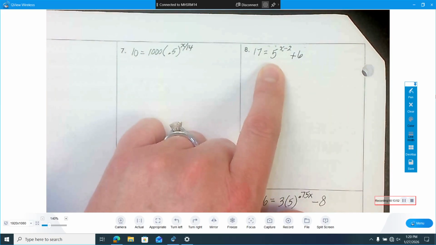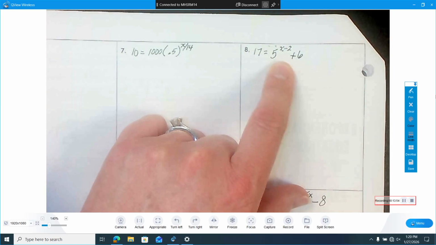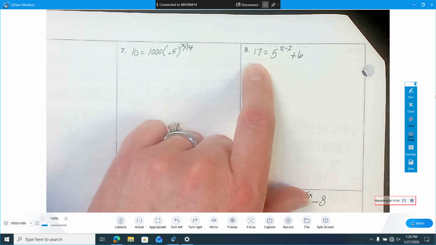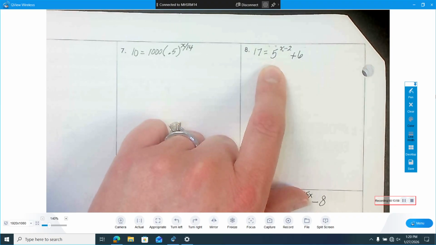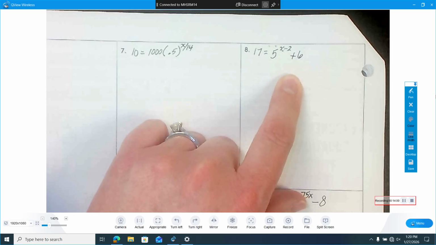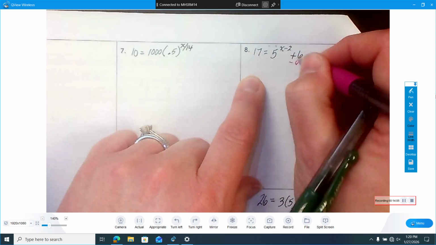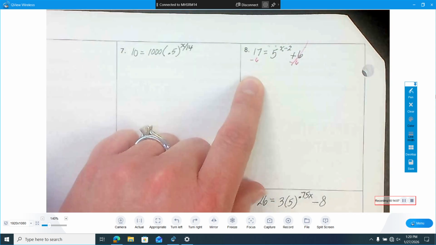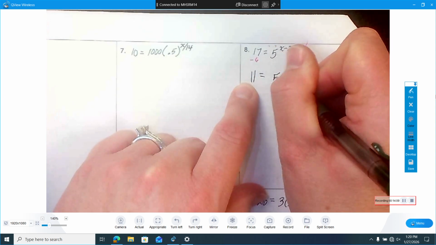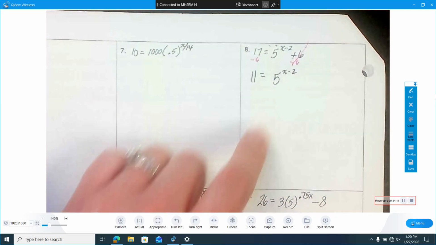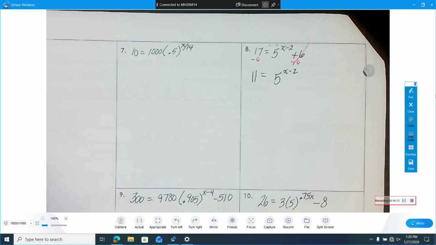17 equals 5 to the x minus 2 plus 6. What do you want to do first? Subtract 6. Very good. We're going to subtract 6. That gives me 11 equals 5 to the x minus 2 power. Now what do we do?